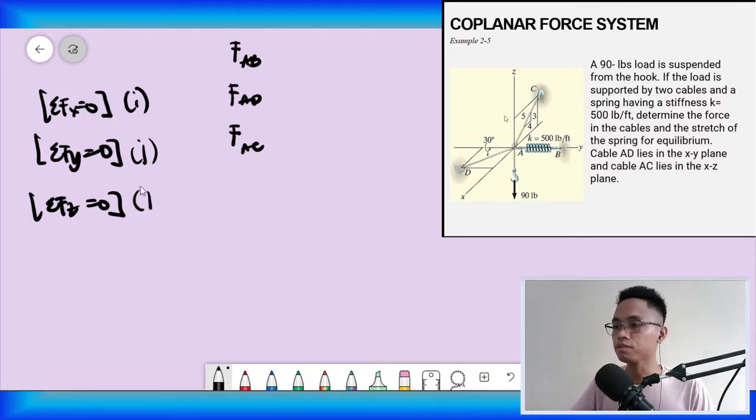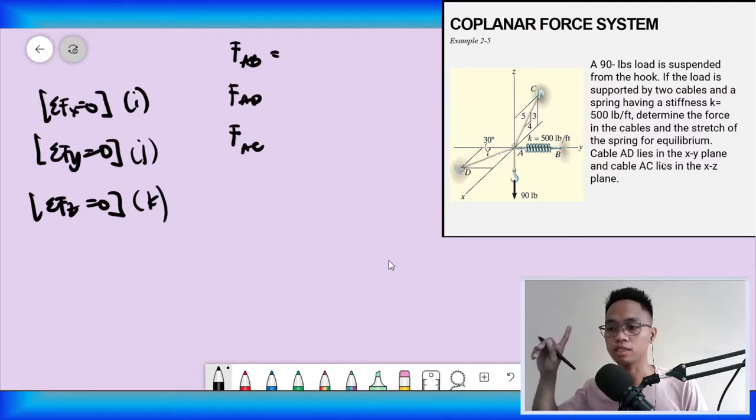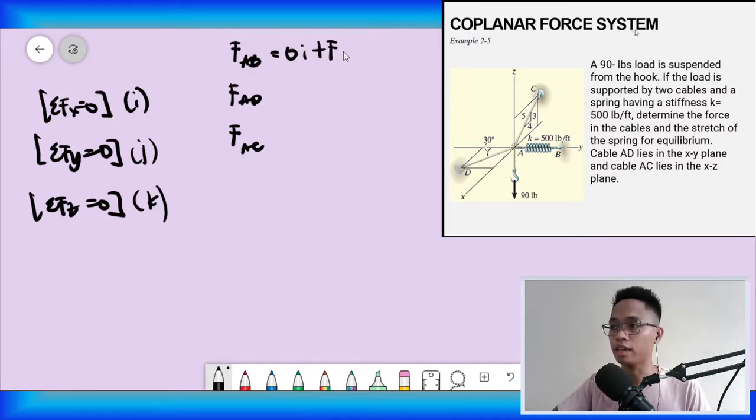Alright. So this is K. Our force AB is a spring, and if you observe, it is going away from the point, along the y-axis. So obviously its i component is 0, and FAB is directly along j, which is its y component. It also has no z component, because it lies along the y-axis.